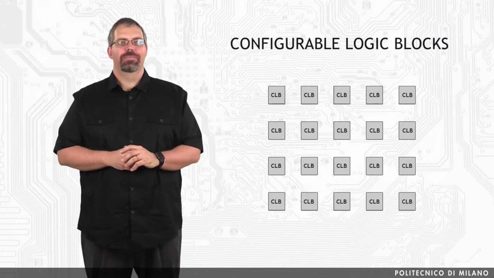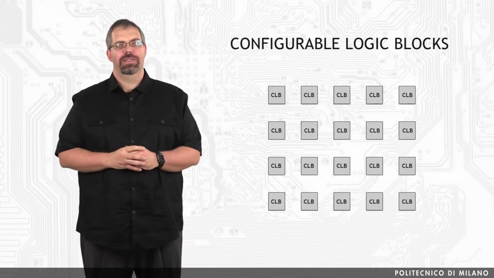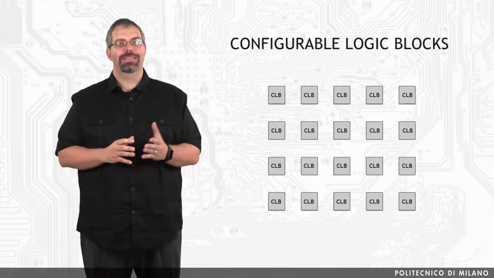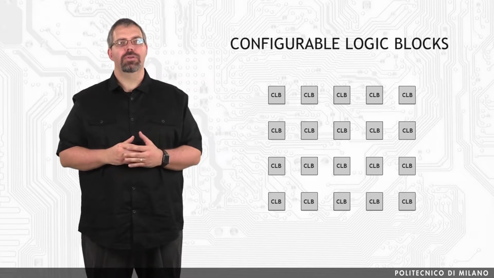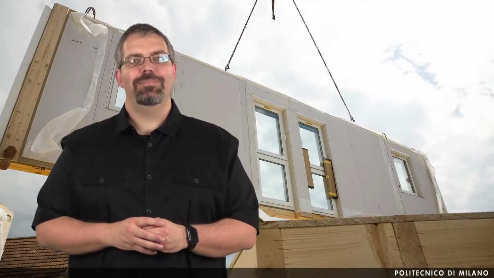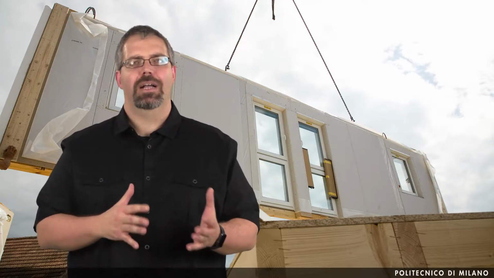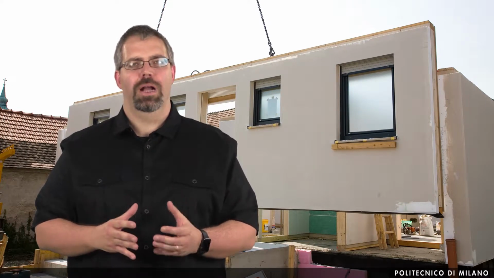Configurable logic blocks, from now on called CLBs, are the main components of an FPGA. These elements are the ones that are going to be configured to implement our logic. They can be used to implement either combinational or sequential logic. A CLB can be seen as a prefab construction that can be customized according to the user needs. The same starting building block can be updated to meet new requirements.